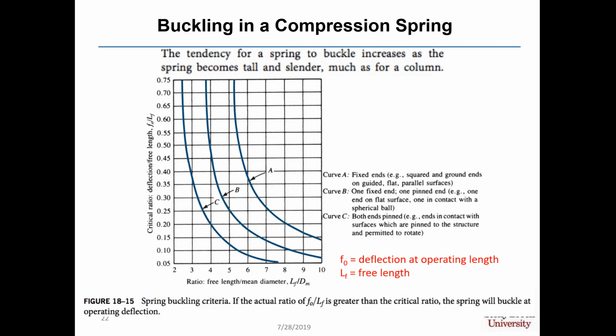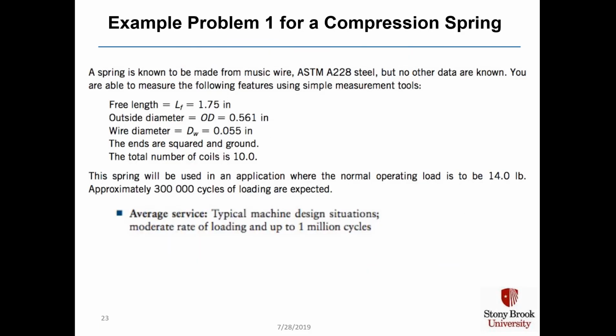You plot the location on the graph where your spring is operating, and you compare it to curve A, B, or C, whichever is relevant. And as long as your data point is to the left of the relevant curve, you don't have to worry about buckling. On the other hand, if it's to the right, or if you're way down in the lower right corner above the relevant curve, then you have to change your spring design. You can either shorten the free length if you need to prevent buckling, or you can make the coil diameter larger. Here's example problem 1 for a compression spring.